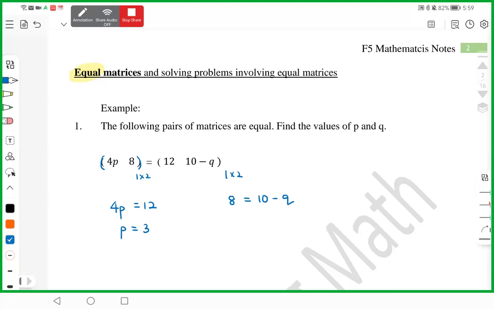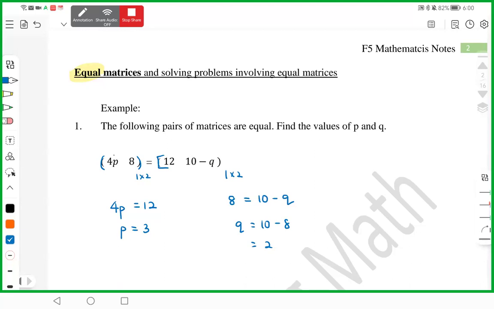We cannot say it's a group, it's an element. Group means matrix. This is a matrix, so it's better to say term. Okay, so Q equals 10 minus 8, so Q is 2.